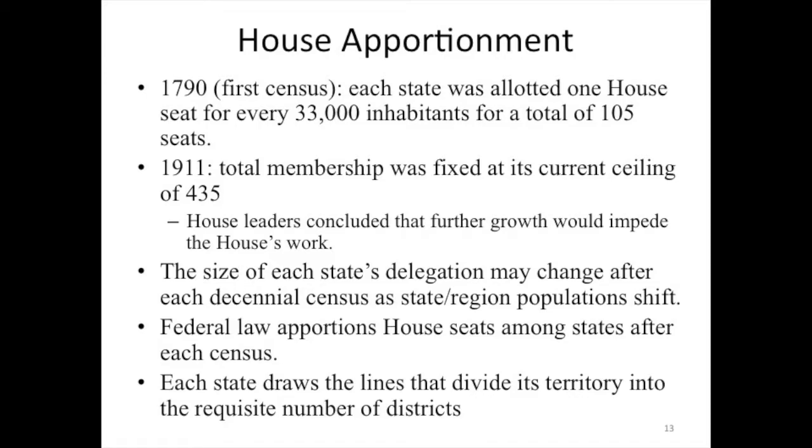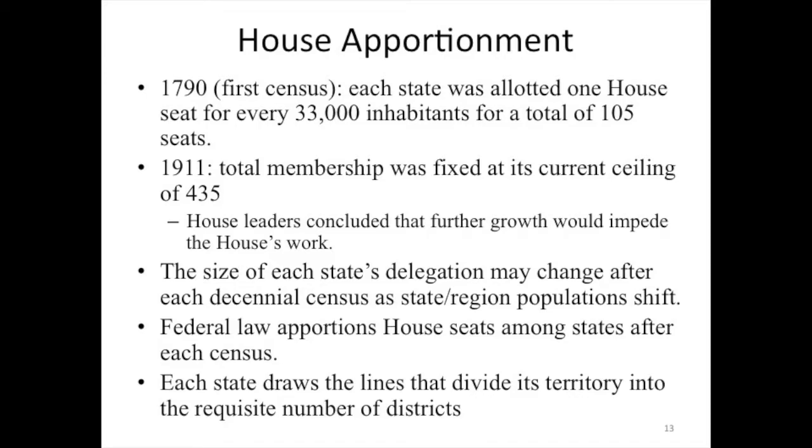Because the population in the U.S. is so large now, we have more members in the House than the first Congress, of course. In 1790, when the first census took place, each state was allotted 1 House member for every 33,000 inhabitants, for a total of 105 seats.